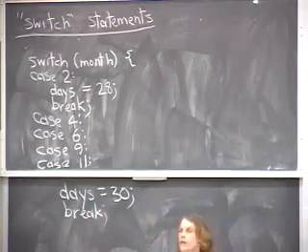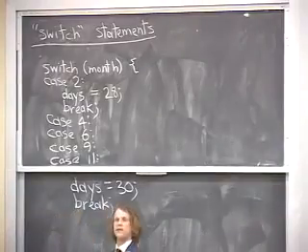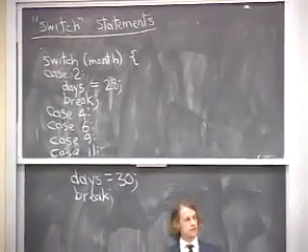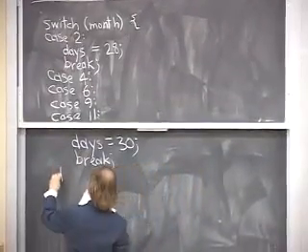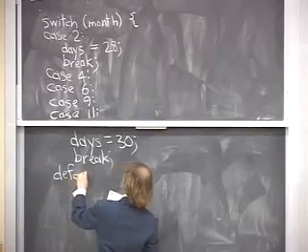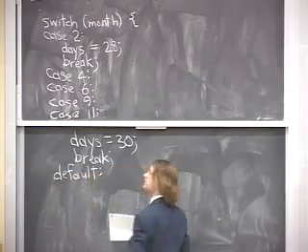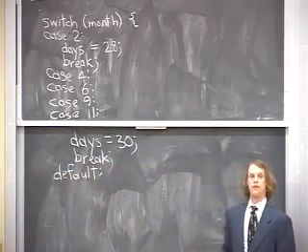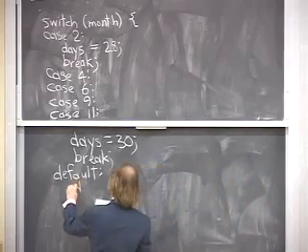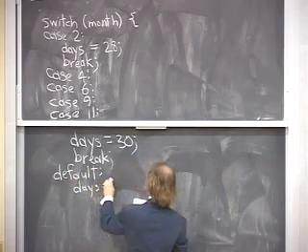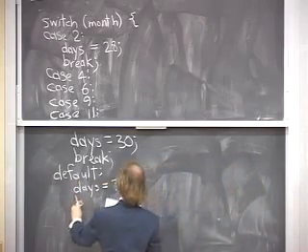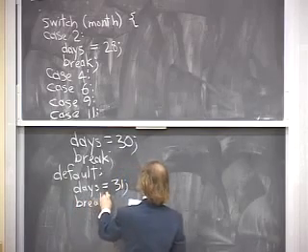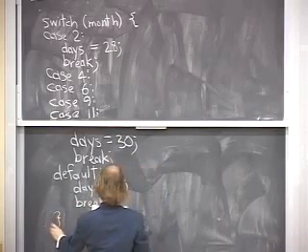Finally, I want to do all the rest of the cases in one blow. Java has a default clause inside switch, which means do this in all the other cases that I haven't enumerated yet. All the other months have 31 days. And that's my switch statement.